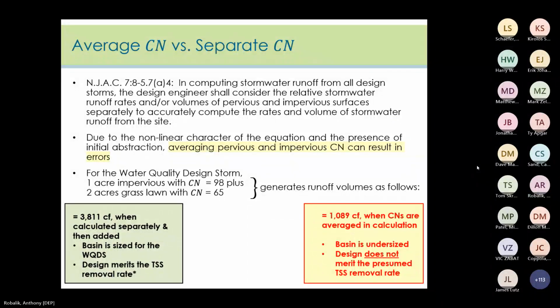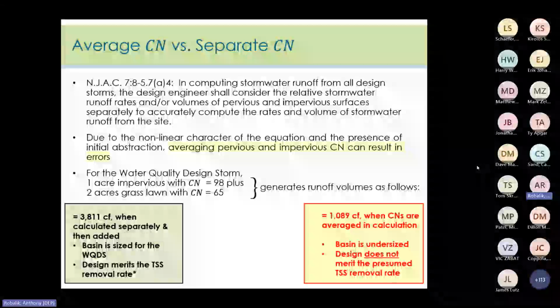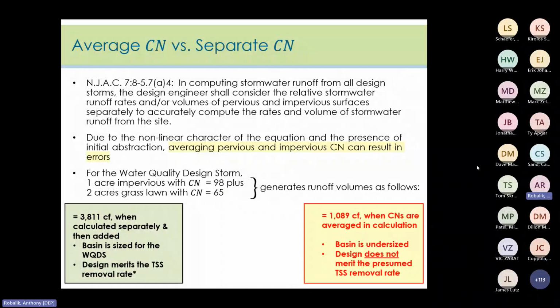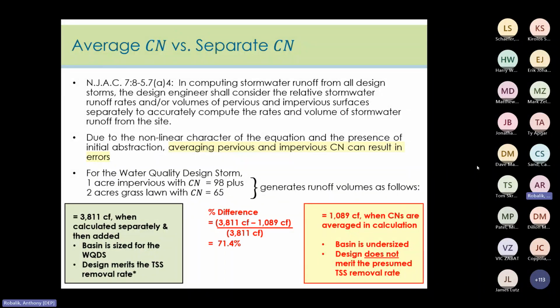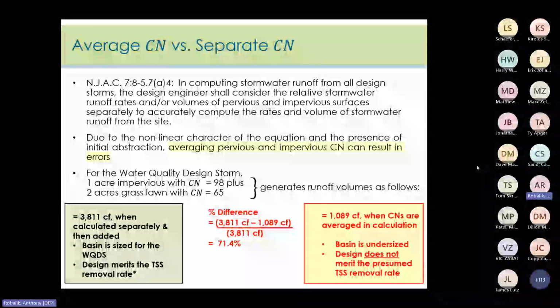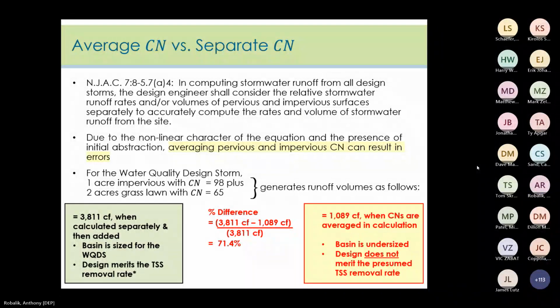So for example here, if we analyze a site with 1 acre of impervious with a CN of 98 and 2 acres of grass lawn with a CN of 65 for the water quality design storm, using a composite CN for the site would result in roughly 70% less runoff volume than if volumes were calculated separately for pervious and impervious areas. So using a composite CN means the BMP is likely undersized for the smaller storms, including the water quality design storm. And when that happens, the BMP won't merit the pre-approved rating for total suspended solids removal.